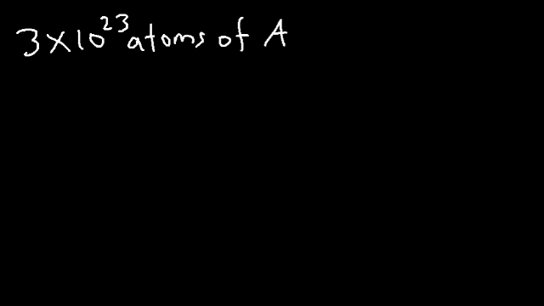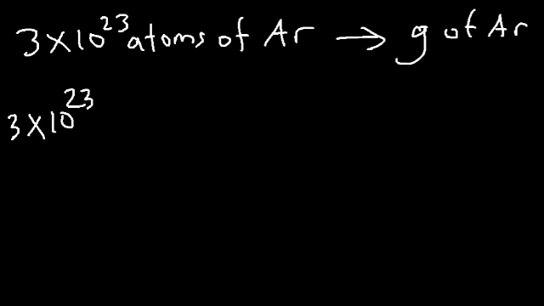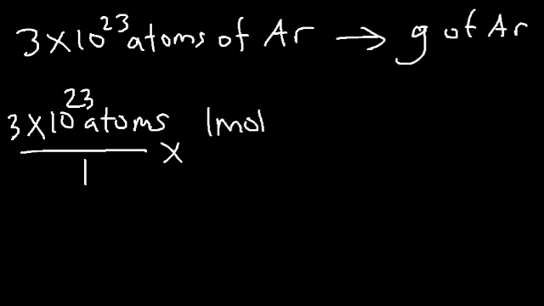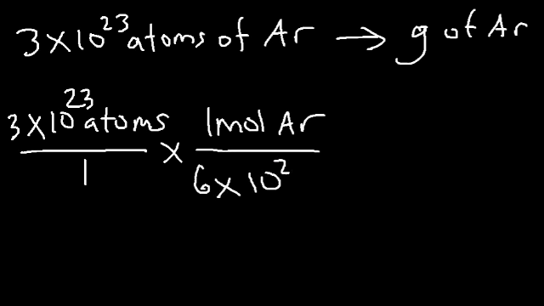Now let's say you have 3 times 10 to the 23 atoms of argon. And let's say you want to convert that to grams of argon. Try that example. So first, we need to convert atoms into moles. And we can use Avogadro's number. So 1 mole of argon atoms is equal to 6 times 10 to the 23 atoms. So the unit atoms cancel, and now we can go from moles to grams.